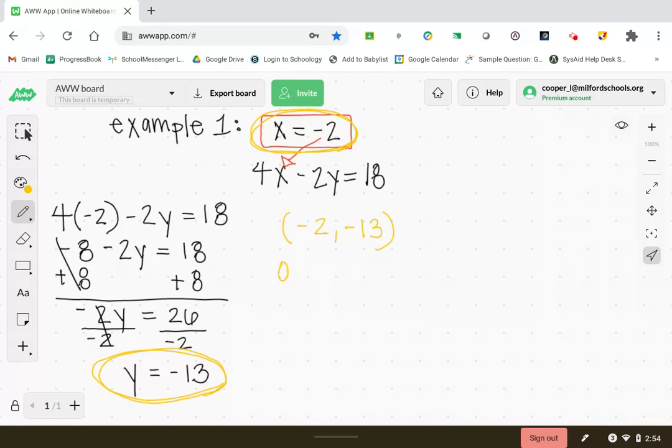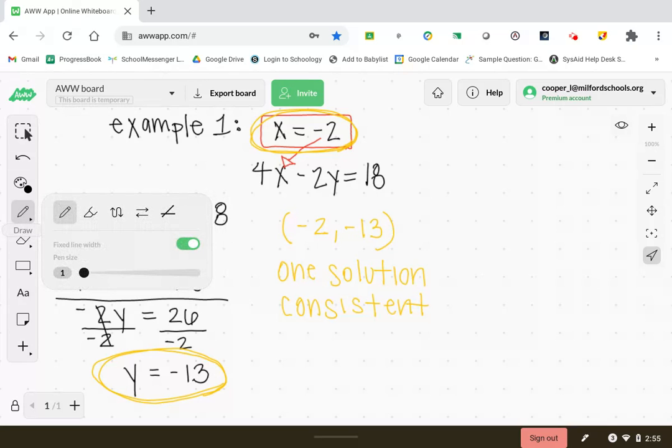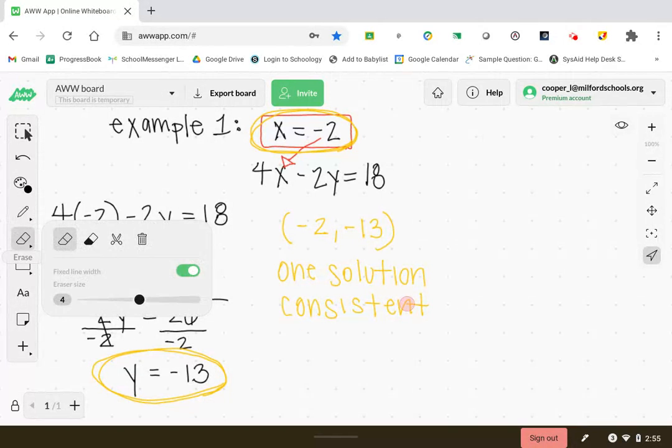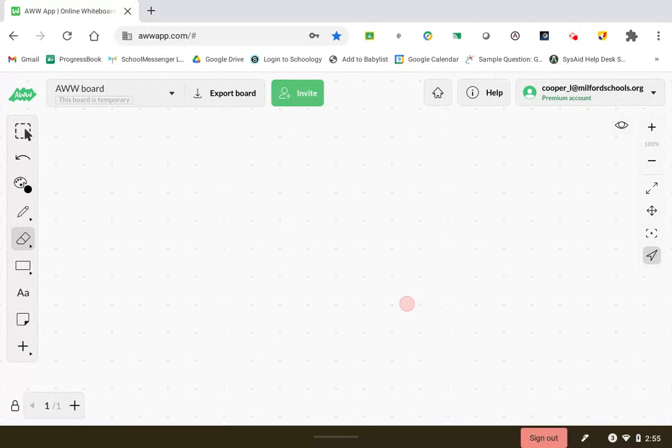This is called one solution. And on your practice, it talks about consistent and inconsistent. This is considered consistent. The only thing that's inconsistent would be a no solution. Not totally worried about that right now. I'm more worried about you getting an answer and knowing that when you get that answer, it's one solution. Okay, we can talk about consistent later. So that's example 1. Again, that's fairly easy compared to some of the other ones you'll see. So let's go ahead and erase this and go to example 2.